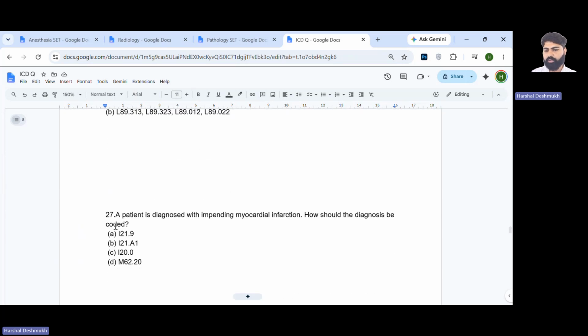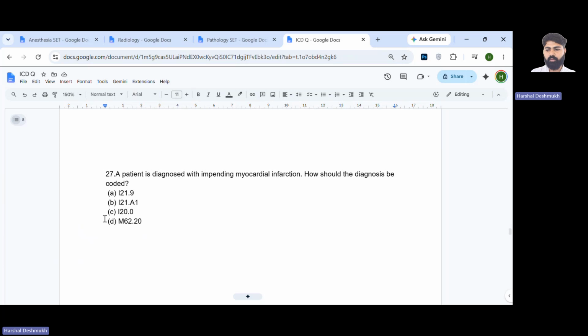Moving on to the next one: a patient is diagnosed with impending myocardial infarction. How should the diagnosis be coded? All right, this is a bit of a tricky question. Please make sure you don't miss out on anything while looking up the codes. A very tricky question.